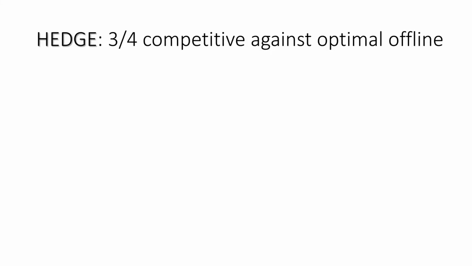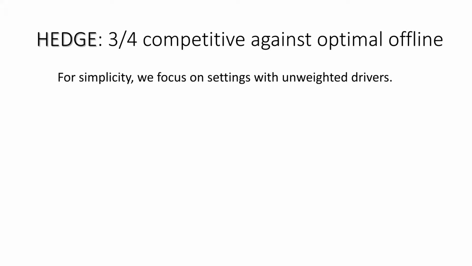Now let's talk about our first algorithm, Hedge, which is 3/4 competitive against the optimal offline. For simplicity, we will first focus on the setting of unweighted drivers. In other words, all the drivers have an equal weight, and our objective is to maximize the size of the matching produced by the algorithm. And let me first introduce some intuition behind this algorithm.